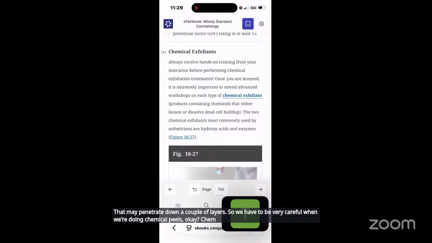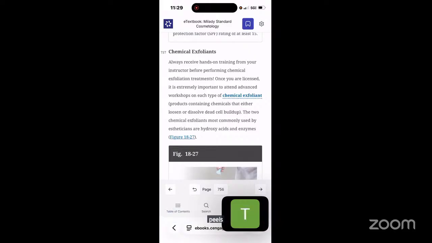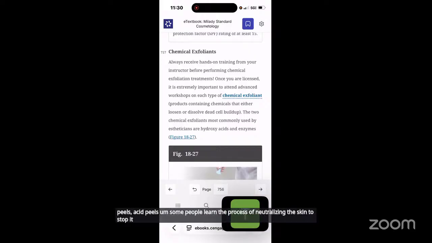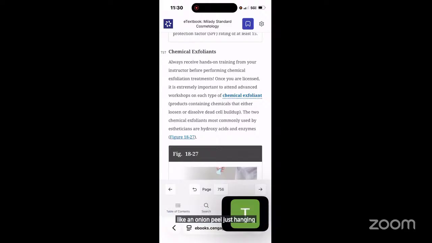Chemical peels have different ingredients such as lactic acid, salicylic acid. They are very aggressive peels, acid peels. Some people learn the process of neutralizing the skin to stop it. Over 7 to 11 days, you have your skin peeling. When you see people walking around with something like an onion peel just hanging off their face, they're in the process of a chemical acid peel.